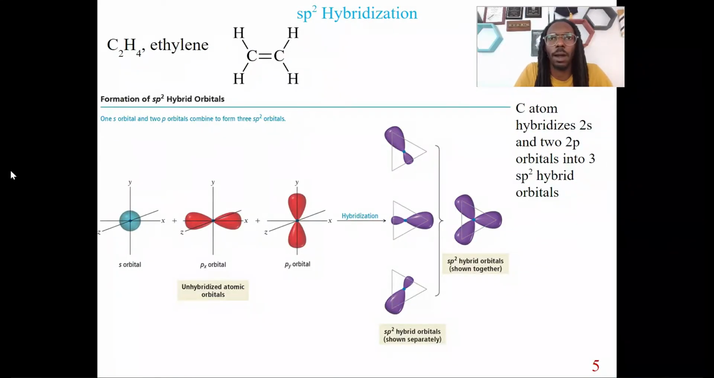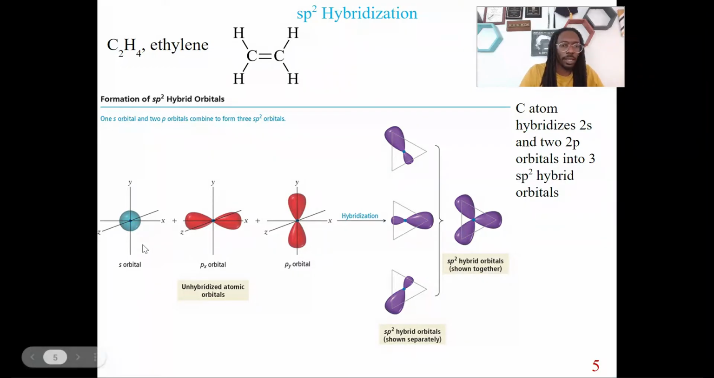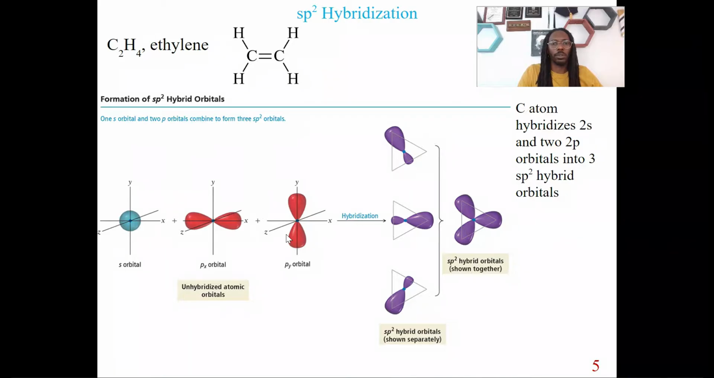Next, we have sp2 hybridization. An example is ethylene. So what's happening with sp2? Basically, we're taking the s orbital and 2 of our p orbitals, and we're combining these 3 orbitals together to form our new sp2 hybrid orbitals. That's essentially it. The name is telling you: s, we have 1 s orbital, p2, we're going to have two p orbitals. And that's essentially what sp2 hybridization orbitals are.